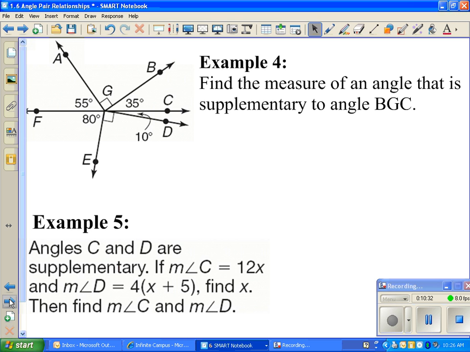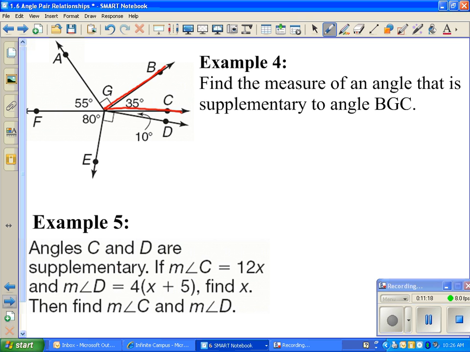In example 4, find the measure of an angle that is supplementary to the angle BGC. I want an angle that is supplementary to it, so it has to equal 180. You have to name them as two angles. Okay, so AGE. Well, 80 plus 55 and 35 are not 180. It has to be named as two angles.